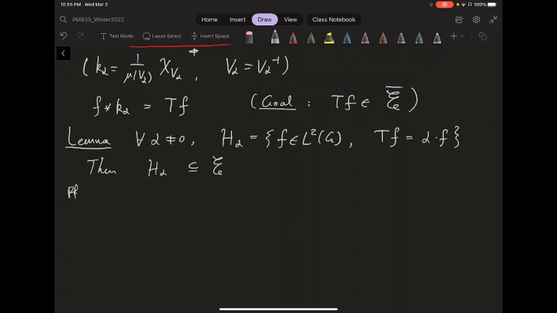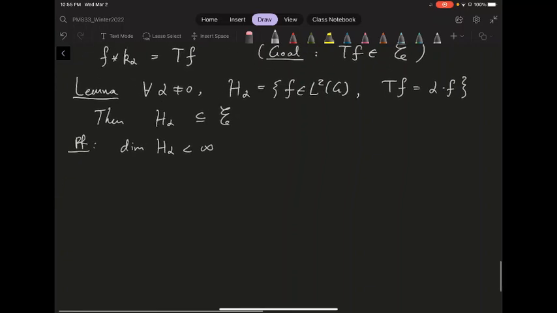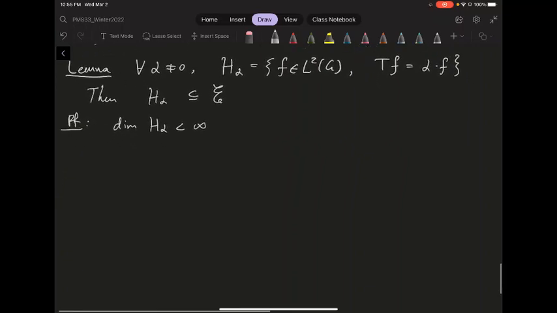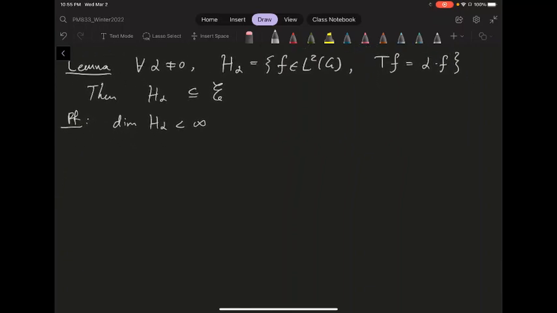So the proof: first of all, we know the dimension of the H alpha is less than infinity. That's just the spectral theory of compact self-adjoint operators. And so first of all, I want to show that this H alpha is going to be invariant under the left translation. So if I take the left regular representation and restrict it to this H alpha, I get a finite dimensional representation. Okay, so to show that, let's show H alpha is invariant for the left regular representation, for any L_g.